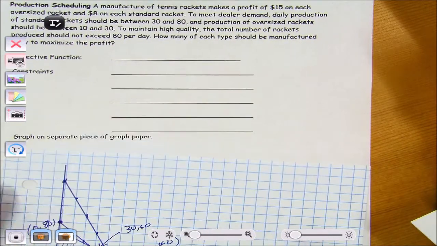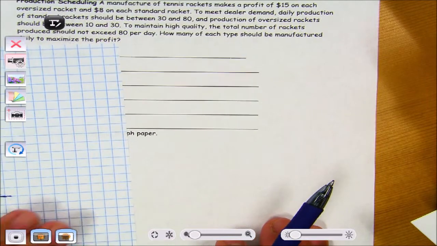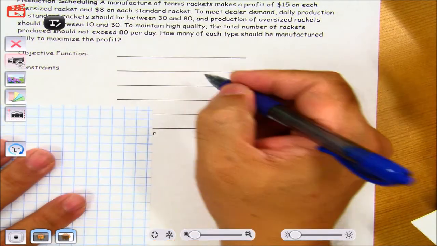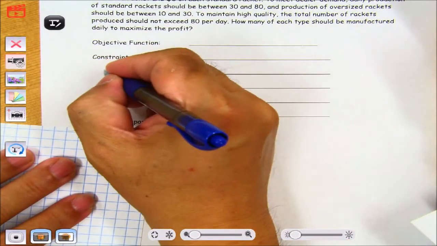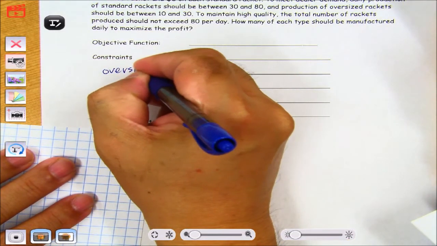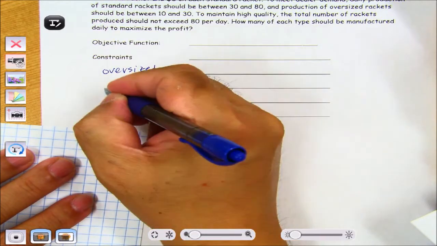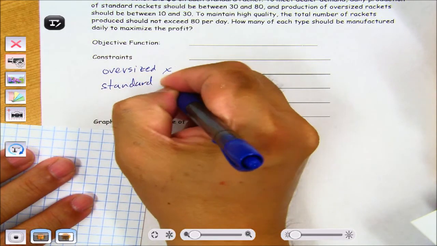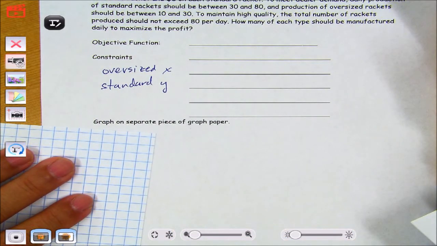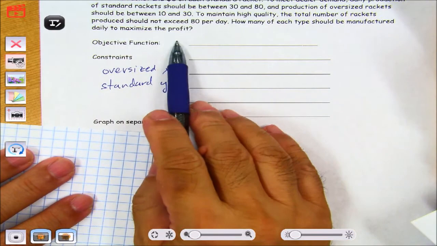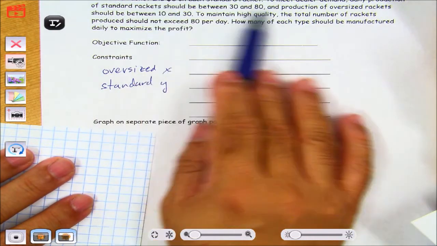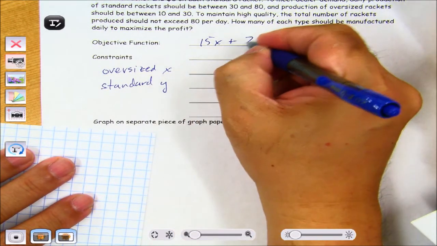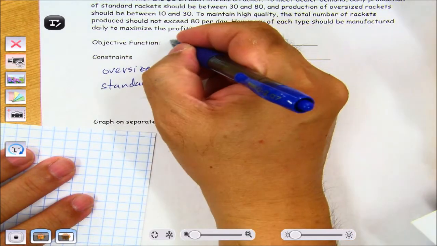Production scheduling. Profit of 15 on oversized rackets. So let's make oversized rackets x and regular or standard rackets y. It says profit. Let's see if that's what we're looking for. Profit. So we can start with the objective function: 15x plus 8y, and that's our objective function. So P of x, y.